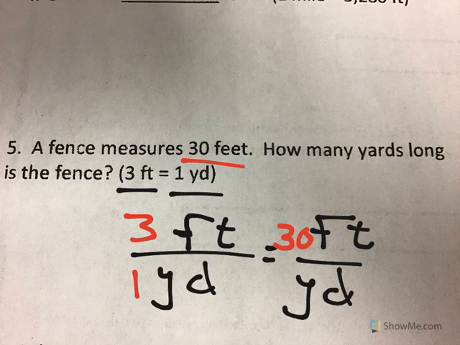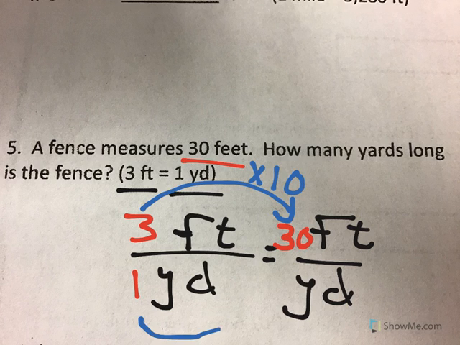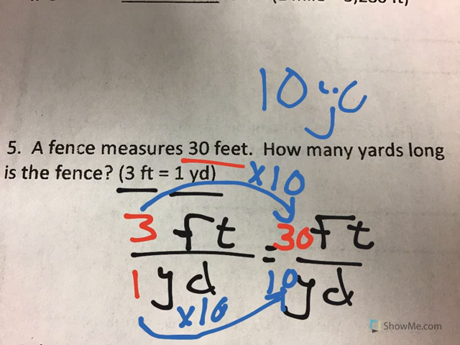There's 2 ways to do this. The way I like to do it is scaling, so I can say, what can I multiply 3 by to get 30? And that would be 10, since I'm going from a smaller to a bigger. So then if I multiply the top by 10, multiply the bottom by 10. So 1 times 10 is 10. So my answer to this problem is 10 yards.